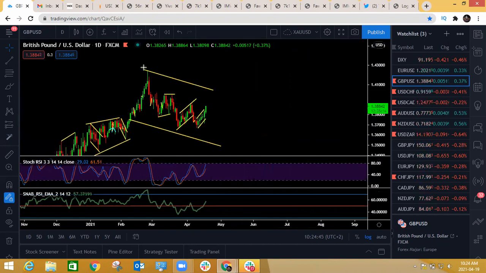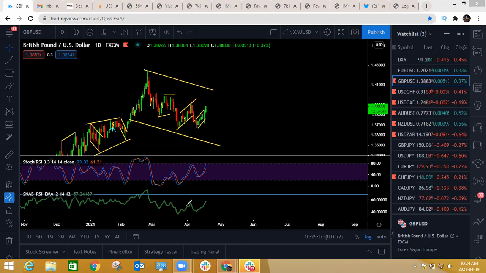So the structure on pound US dollar could even be something like this, where you've got this as a running flat, and this one starting with a leading diagonal. Now, wherever this is going to be a pullback, we're going to look for upside there.